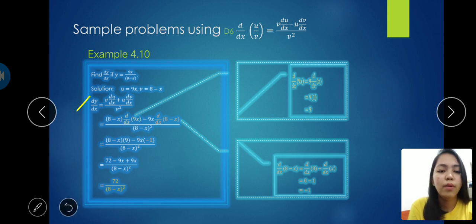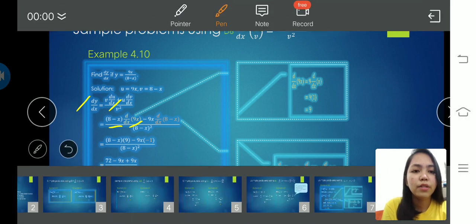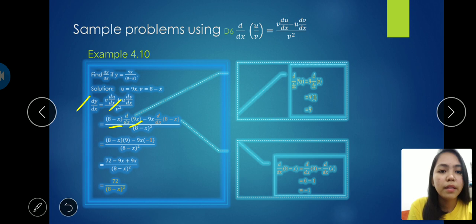Then, we have to follow the standard formula. Then, substitute lang natin, so si v daw is 8 minus x, and then we have to find the derivative of u with respect to x, which is the derivative of 9x, and then minus pala to, hindi ko lang napalitan dito, minus dapat siya. So dito minus, dito minus. So, we have 9x times the derivative of 8 minus x, and then all over, copy lang natin si v, which is 8 minus x raised to 2.